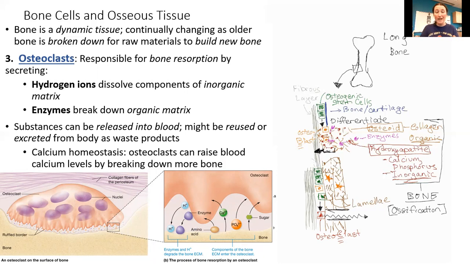Right, so if we need more calcium, we can break down the bone and put that extra calcium back into the blood. Or if we have plenty of calcium, we can take it out of the blood and deposit it in the bones, making our bones even stronger than they were before, again, based on the needs of the body at the time.